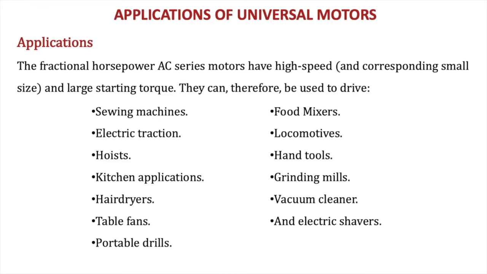Its applications can be anywhere almost. You can find it in your home. The fractional horsepower AC series motors have high speed, correspondingly small size and larger starting torque. Therefore, they can be used to drive sewing machines, electric traction, hoists, kitchen appliances, hair dryers, table fans, portable drills, food mixers, locomotives, hand tools, grinding mills, vacuum cleaners, electric shavers, and many more household applications.